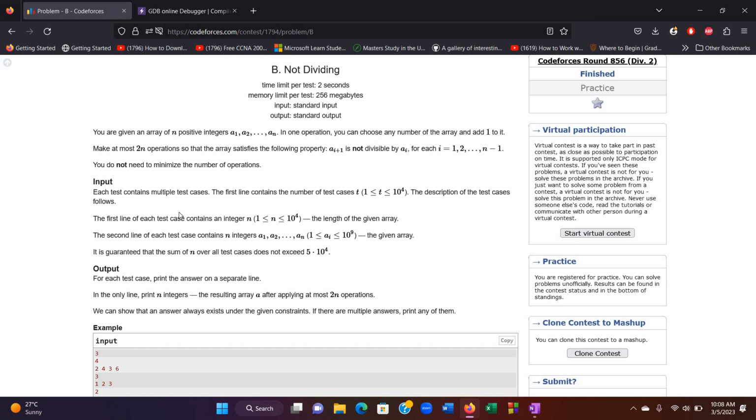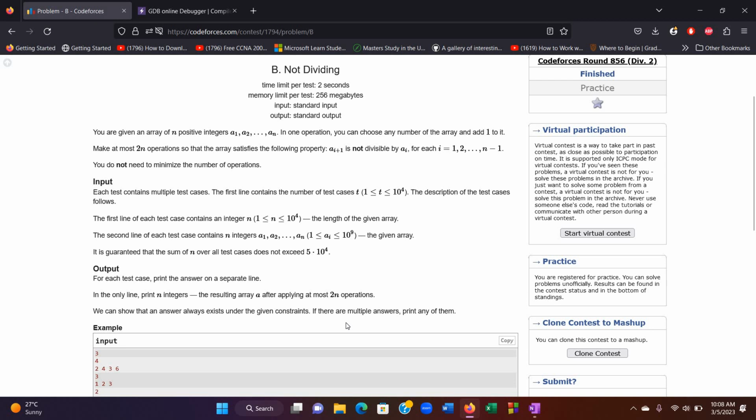So you're allowed 2 times n operations, where n is the length of the array itself. That's the constraint on adding numbers to come up with the conclusion. This 2 is very, very important. Why it's important, I'll come to later, but now imagine what the answer would be.